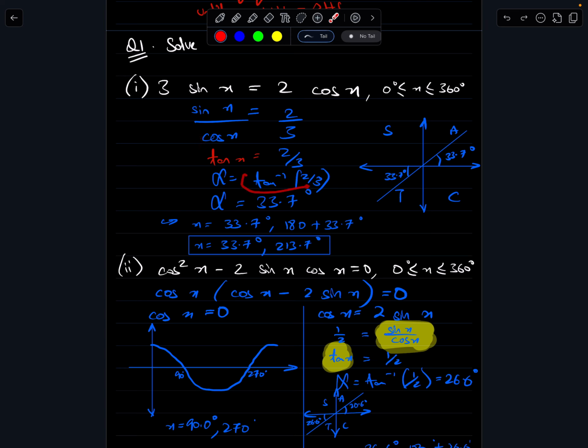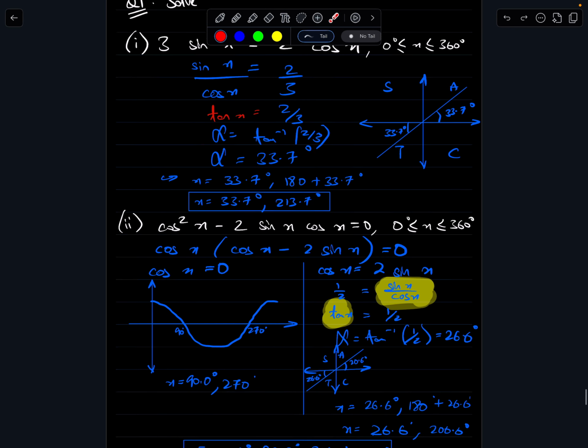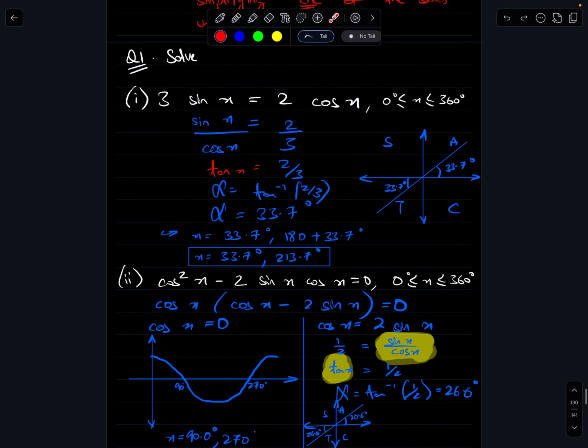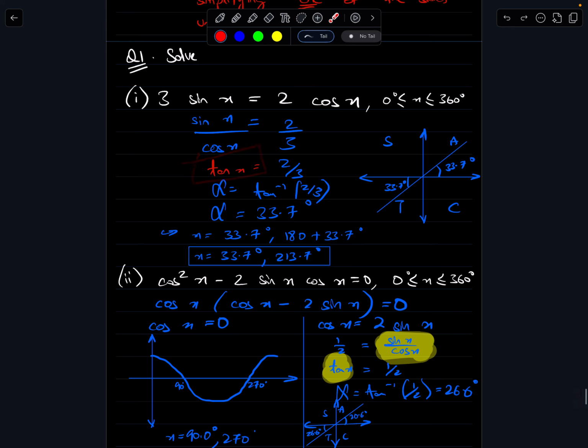Tan goes to the other side to become tan inverse, and alpha, which is always positive, turns out to be 33.7 degrees. Since tan is positive in the first and third quadrant, we'll only consider these two angles. This is the range which we do not have to alter, and thus this is our final answer.